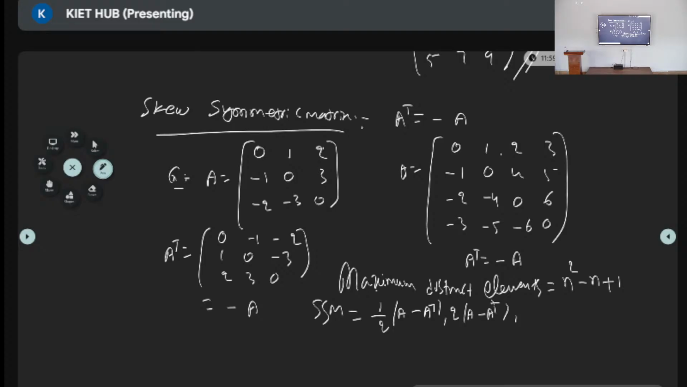So that is half A minus A transpose, 2 into A minus A transpose. This all comes under what? Skew symmetric matrices. Write down one numerical based on this. Skew symmetric.